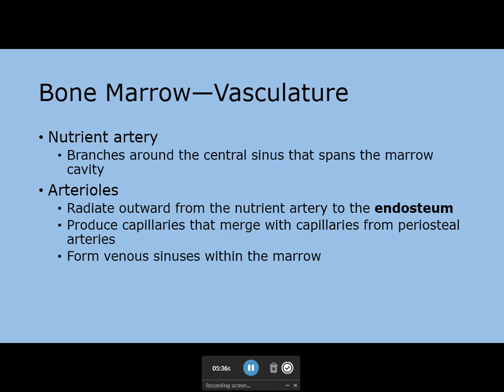Then just remember, arterioles, of course, are small arteries. Remember from phlebotomy, I taught you guys that it's arteries, arterioles, capillaries, venules, and then veins. So arterioles meet capillaries, and capillaries meet venules, as we go through.